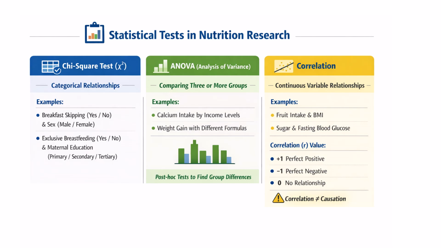Chi-square is best used there. When you want to look at the relationship between continuous variables, such as the food intake and the BMI value, or a person's blood sugar level and sugar intake, then you can look at correlation. Then if you're looking at relationship or comparing three or more groups, then ANOVA is what is expected of you.